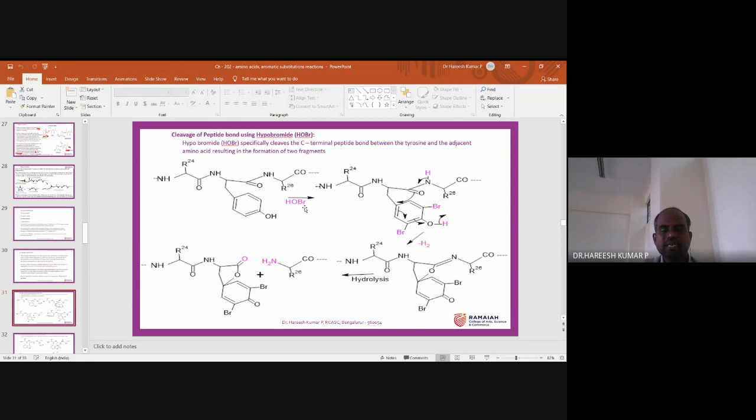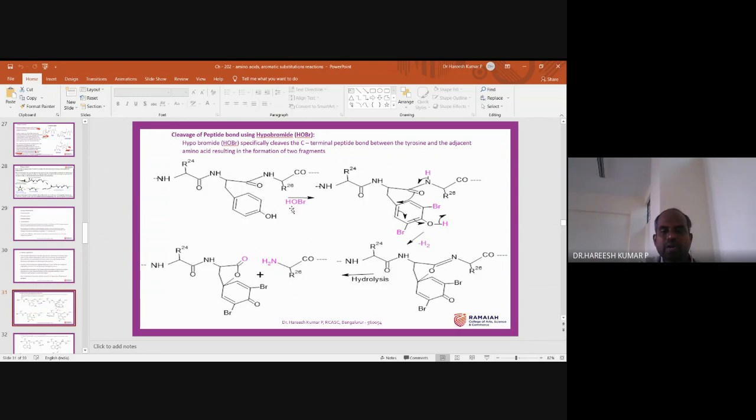For this explanation, I took a peptide having a tyrosine at the 25th amino acid residue. When this is treated with HOBr, what will happen? There is a bromination. Where will the bromination occur? This carbon is there, no? This carbon gets brominated. Then there should be a removal of a proton from here, one proton from here, another proton from here.